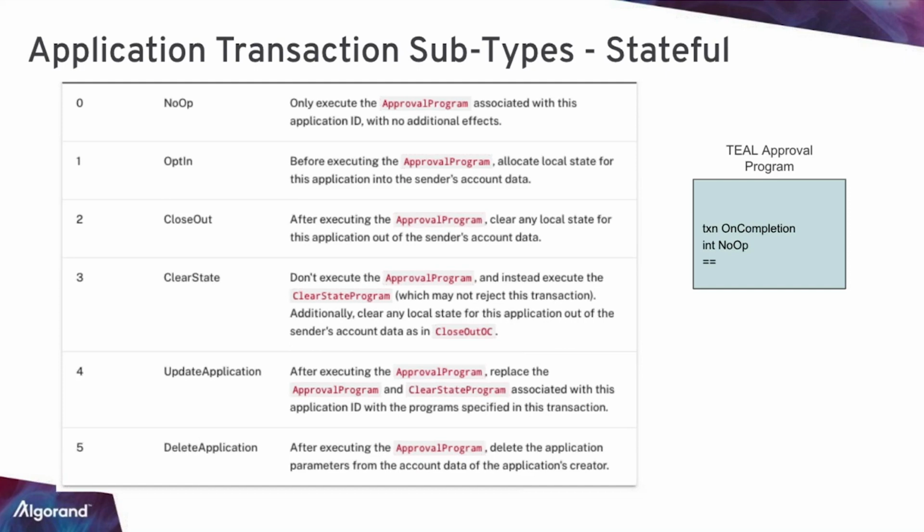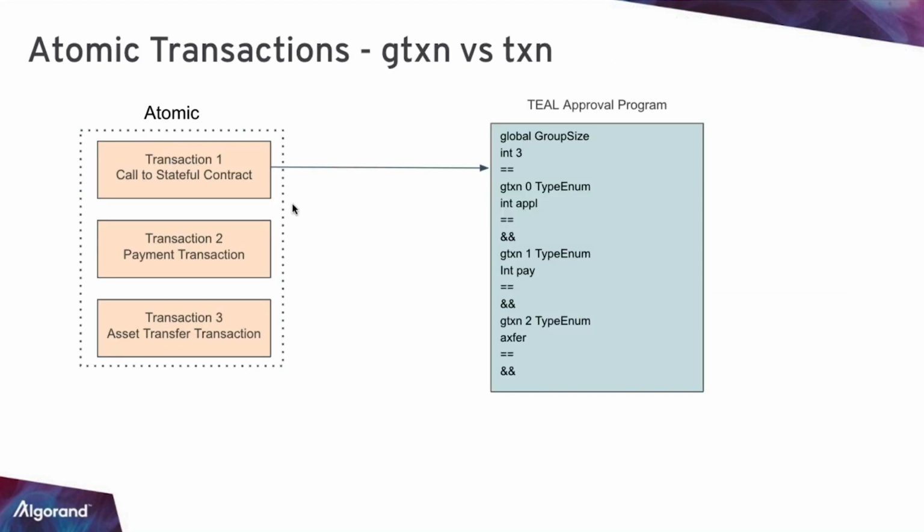That what that says is: is this a no-op application transaction? Or is this a closeout transaction? Is this an opt-in transaction? Right, so you can compare the two. Now let's talk about atomics.